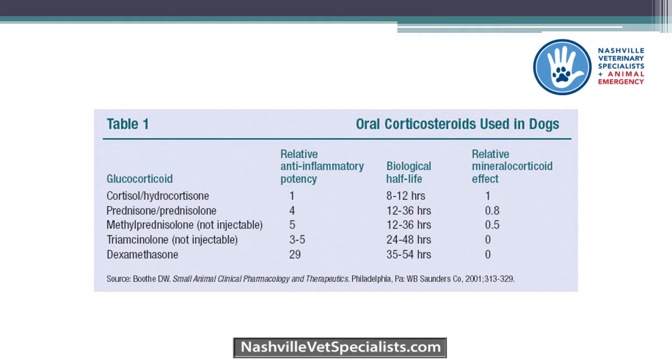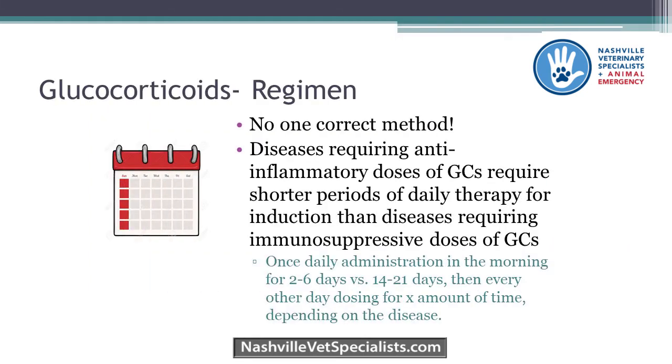And then methylpred I usually use in place of Pred if it's doing the anti-inflammatory or immunosuppressive job that I want, but they have maybe behavioral side effects, or they're literally peeing their owners out of house and home, because every drug is different for every dog, and so they might tolerate that one a little bit better. Regimen, this is another tough one.